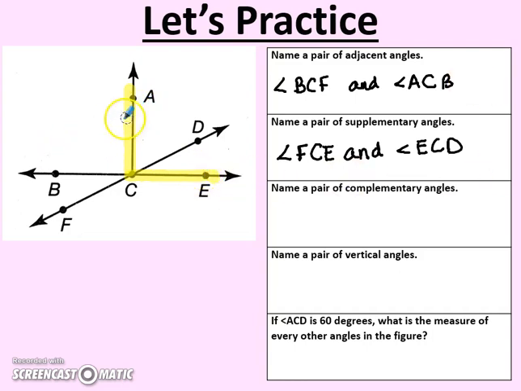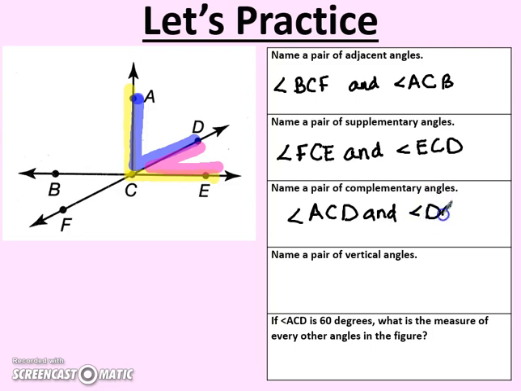The first piece that makes 90 degrees is this angle here, angle ACD. And the second one is angle DCE. Together, those two make 90 degrees. So to name a pair of complementary angles, I would name angle ACD and angle DCE.